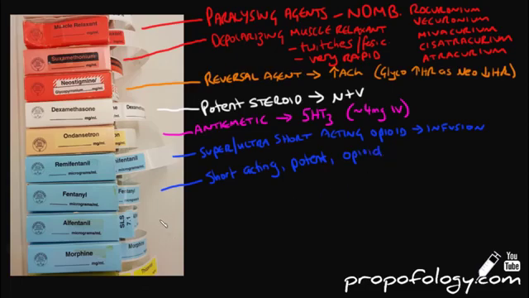Fentanyl is a short-acting potent opioid. We normally give it at the start of anaesthetic to blunt the response whenever we look into the patient's mouth with a laryngoscope. Alfentanil is a very short-acting opioid and is less potent than fentanyl.